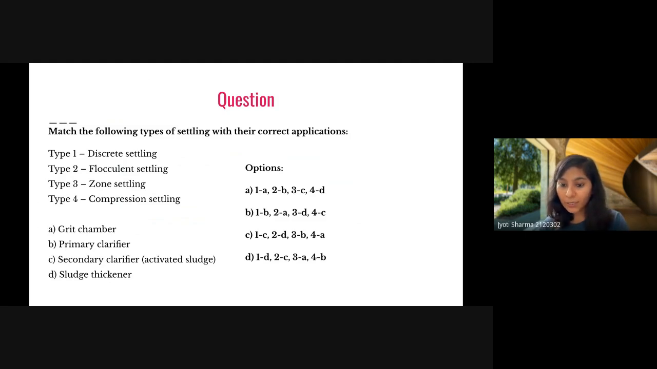Venkateshwara and Diya gave me answer A. Yes, A is the right one. Discrete settling we can use in a grit chamber. Flocculent settling will happen in the primary clarifier. Zone settling will happen in the secondary clarifier, and compression settling will happen in sludge thickeners.